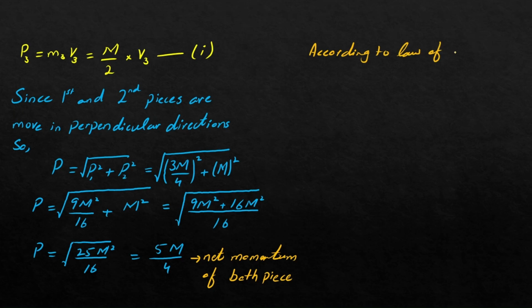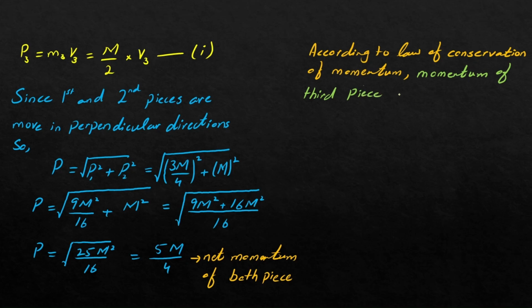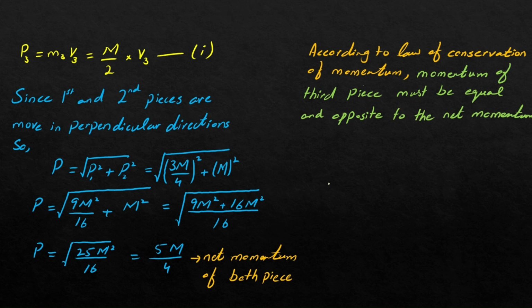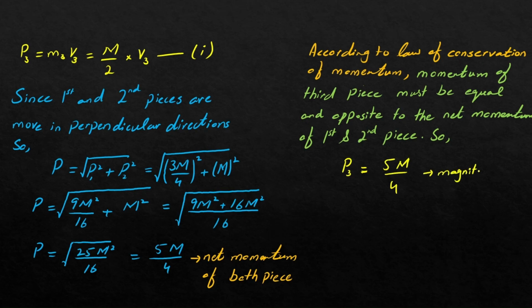Now, according to the law of conservation of momentum, the momentum of the third piece must be equal and opposite to this momentum, because the initial momentum equals 0, so the final momentum must be equal to 0. To make the final momentum equal to 0, the momentum of the third piece must be equal to the net momentum of the first and second pieces. So P3 is equal to 5m over 4, but with a negative sign.